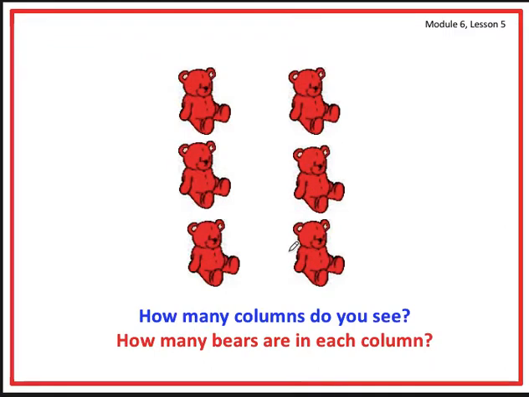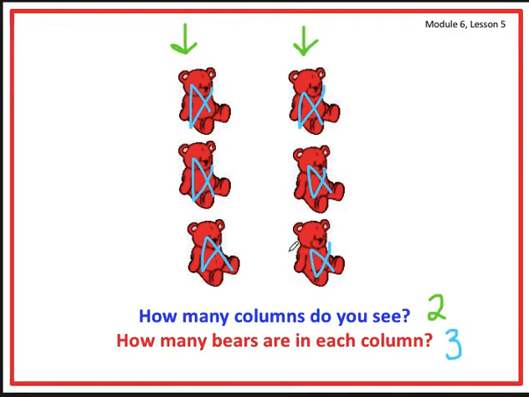Okay. How many columns do you see? I see 1 and 2. 2 columns. And how many bears are in each column? Well, I think I went a little too fast. How many bears are in each column? We've got 1, 2, 3 in this column. 1, 2, 3 in that column. So we've got 3 bears in each of those columns.